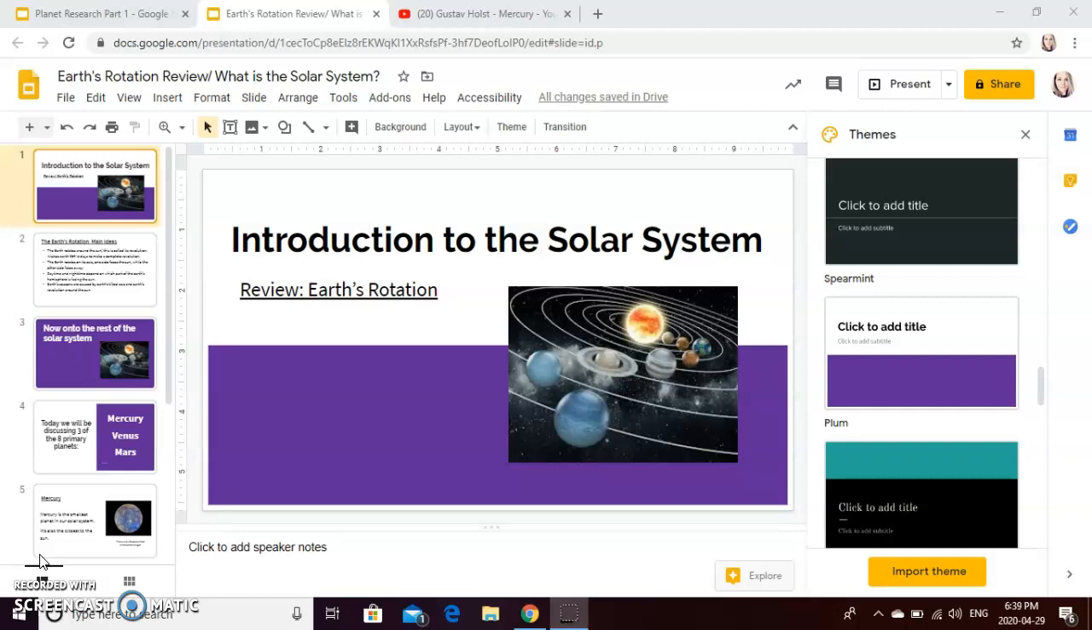The second thing we're going to do is start to talk about the solar system as a whole, not just the planet Earth. I'm going to be introducing you to 3 of the 8 primary planets. Today we'll be briefly talking about Mercury, Venus, and Mars. I'm not going to give you a lot of details about these planets because that is going to be part of your assignment for today, which I will explain towards the end of the presentation. So here we go.